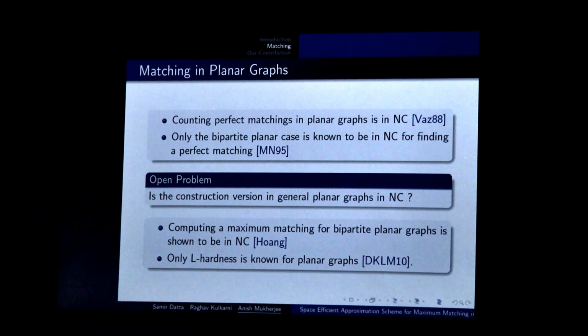So, is counting perfect matchings in general planar graphs in NC, or only for bipartite? There's a question whether we can do it for non-bipartite. We know it for bipartite. So for bipartite, what do we know? That we can construct a perfect matching. We can find a perfect matching in NC.